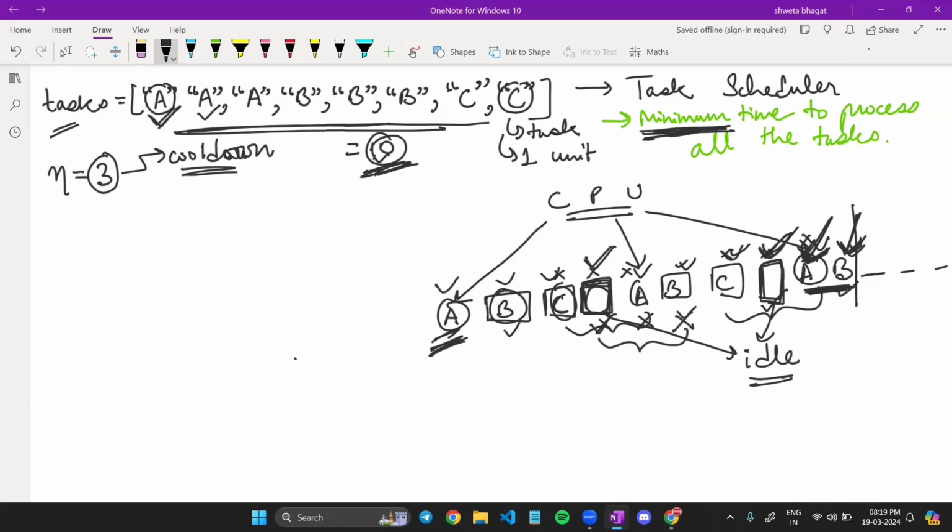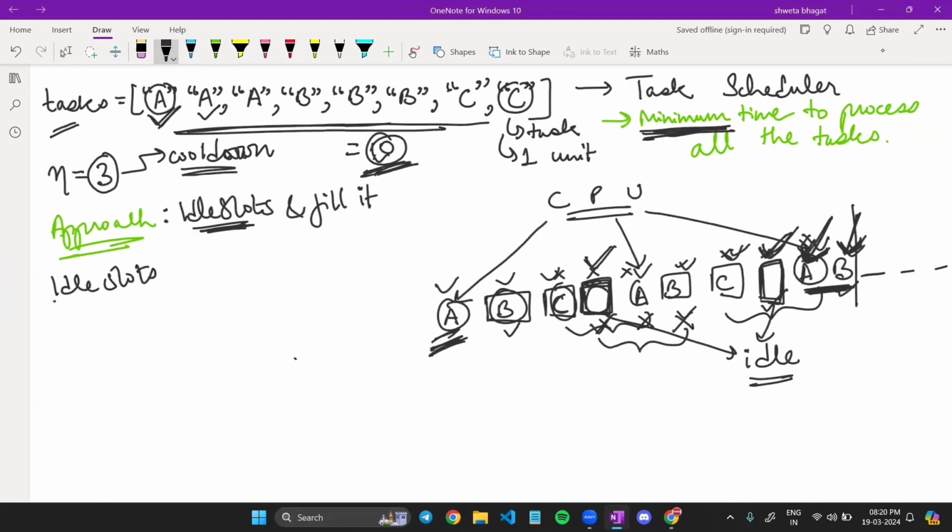Okay. Now let's see how we can solve this problem. We will solve this problem by finding out the idle slots. And once we find out the idle slots, we will fill them. Now let's see what I mean by that. So first of all, we need to find idle slots. For finding out the idle slots, we will first store the frequency of each task.